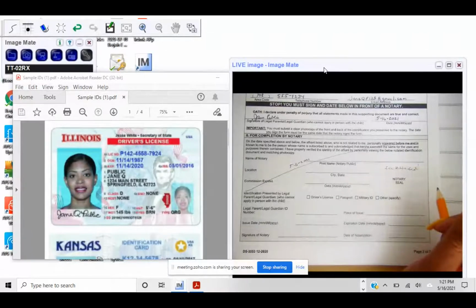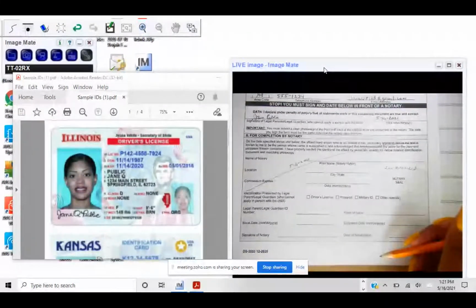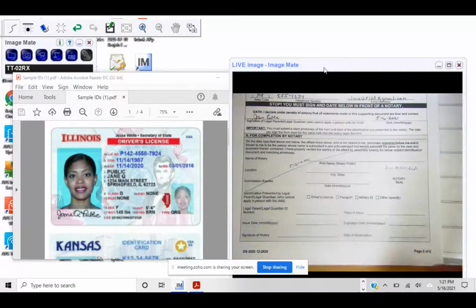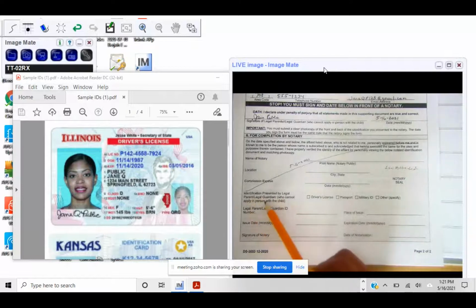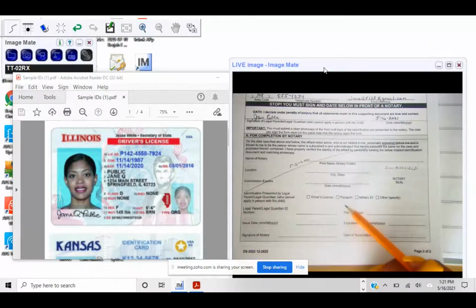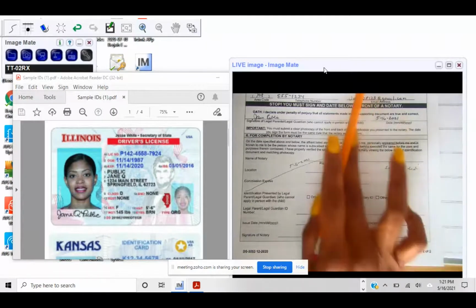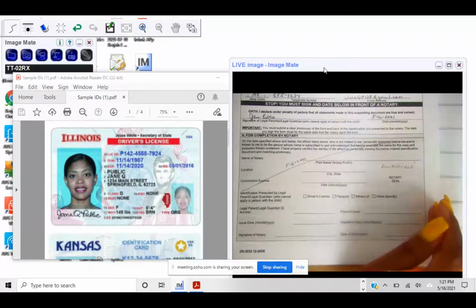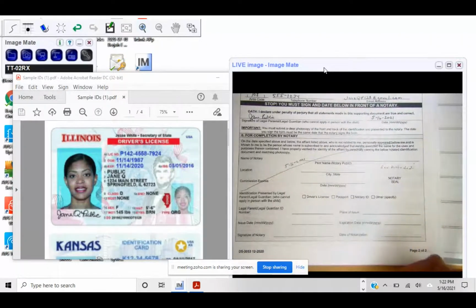And for the bottom portion that belongs to the other person, we would still continue to use that portion to say what identification she gave. So what you will be doing is, if you read here, identification presented by a legal parent, legal guardian who cannot apply in person with the child. So it looks like here that James will have to also be present, guys. He would have to produce identification.